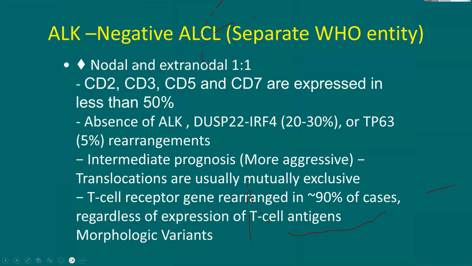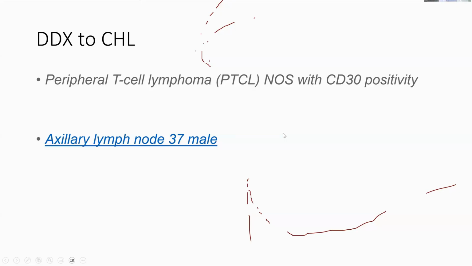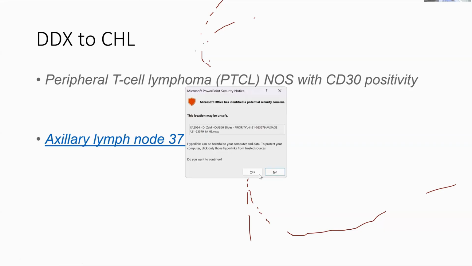The ALK negative ones are usually either nodal or extranodal. They will express some of the T cell markers, but some of them could be the null type, so they might not express some of the T cell markers, which will add to the confusion. I'll not go into details on this. Just the last thing to mention is that peripheral T cell lymphoma NOS can have some CD30 positivity. So just keep in mind that screening with one or two T cell markers can be beneficial in such cases.